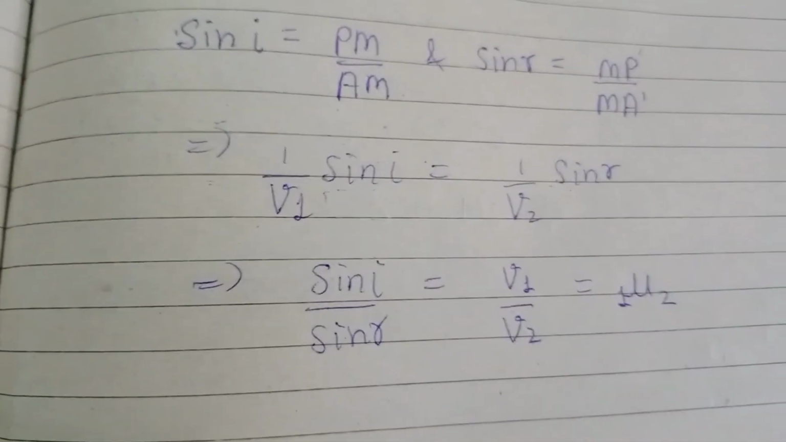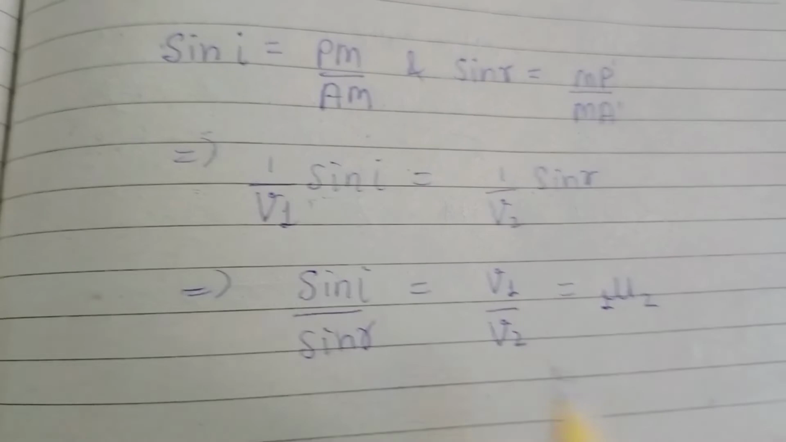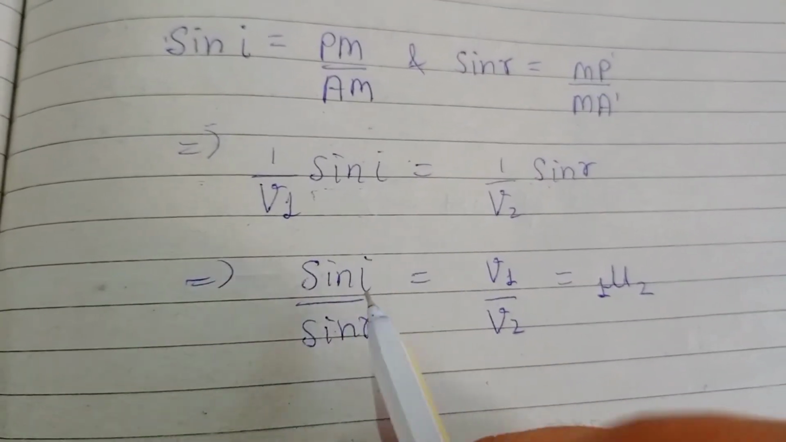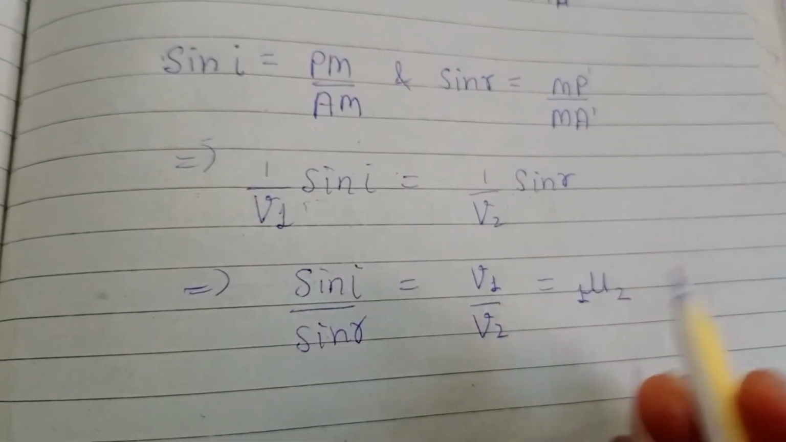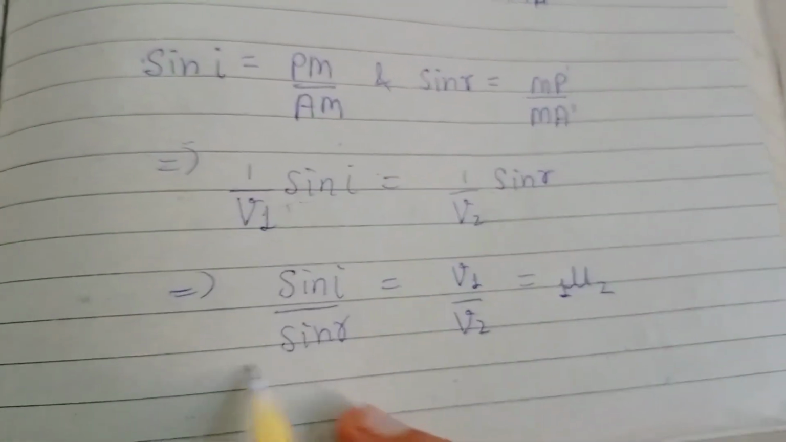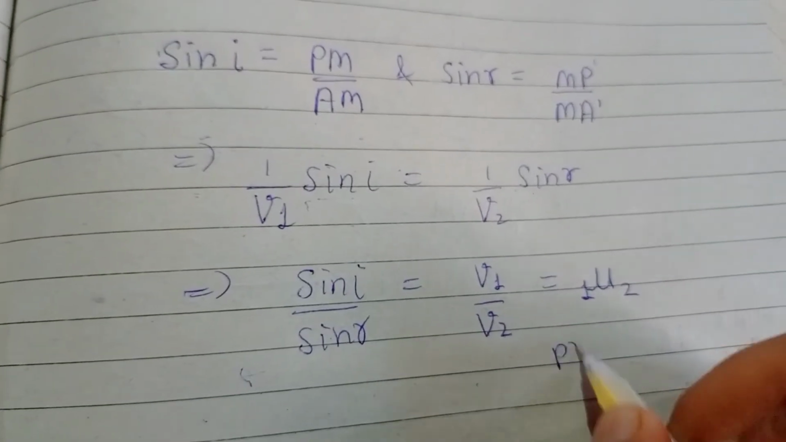And we know that it is the Snell's law, which is the second law of refraction. So according to Snell's law, we know that the ratio of sine of angle of incidence to the sine of angle of refraction is always equal to the refractive index of second medium with respect to first medium. So this is our law of refraction, and we have proved it by the Fermat principle.